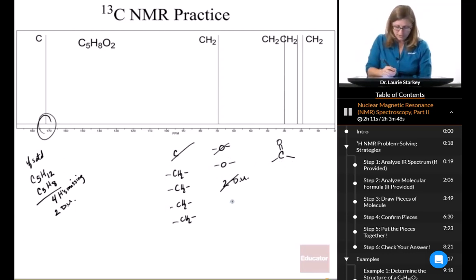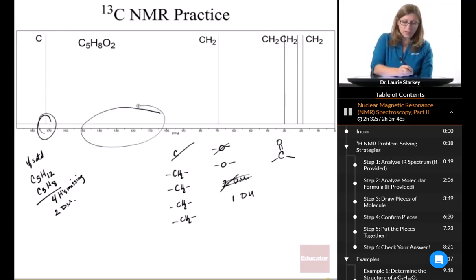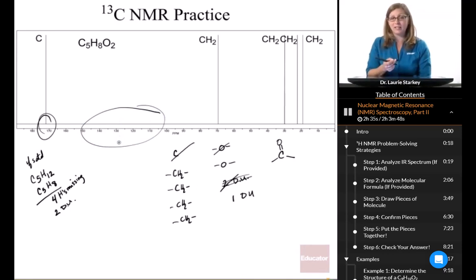Okay, so where is our other DU? It could be a double bond or it could be a ring. Do we have evidence of either? If we had a carbon-carbon double bond, what would we see in the C-13 NMR? We would see peaks somewhere in here, 100 to 150. That's where our alkene or our aromatic carbons show up. There's nothing here. There are no other pi bonds besides this one carbonyl. So there's no carbon-carbon double bond. So what does this DU have to be? It has to be a ring.